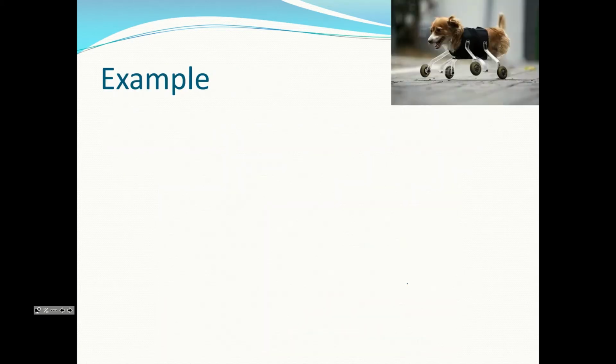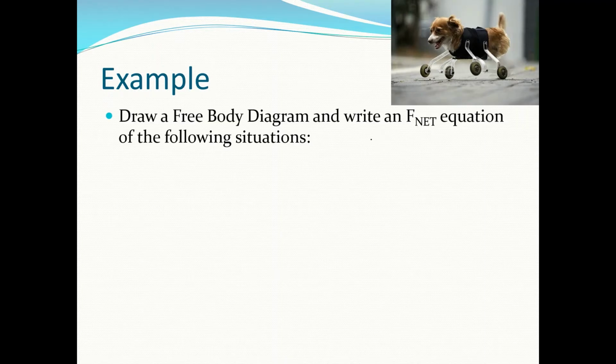So let's do some examples. To do these examples, we're going to use our friend here, which is our legless dog. Our legless dog is really nice because he doesn't go anywhere, and the only way that he can move is by us applying some forces to him. Okay, so we're going to draw a free body diagram and write an FNET equation for the following situations.